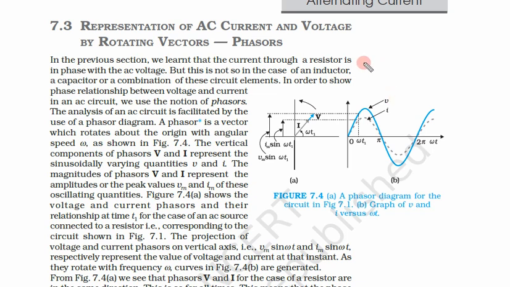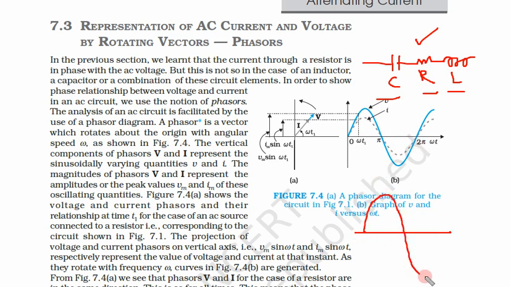So we have learned that there are three types of components that can be there in a circuit: capacitance, resistance and inductance. First we started with resistance, that is the simplest case. The simplicity with resistance is that, suppose this is voltage and this is current, only the magnitude is different but the phase remains the same. There is no phase difference for a resistive circuit, but this is not true for capacitance and inductance.